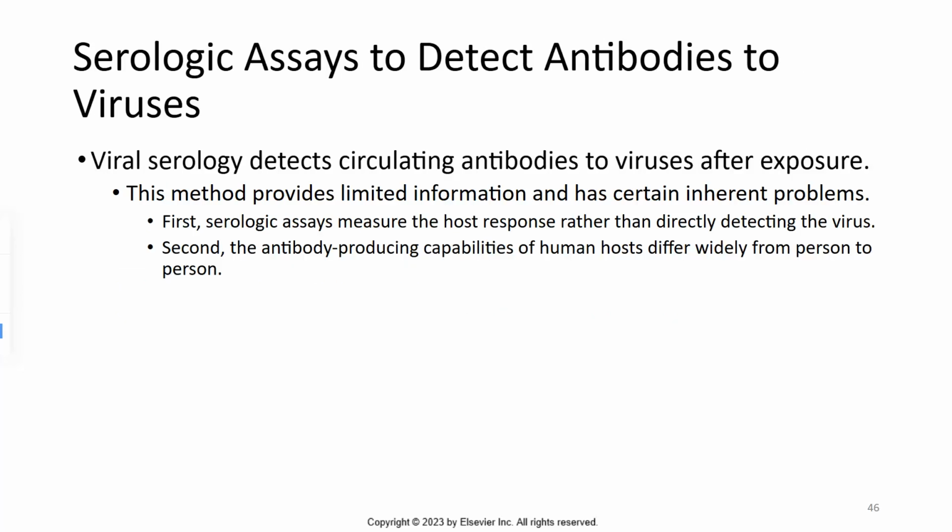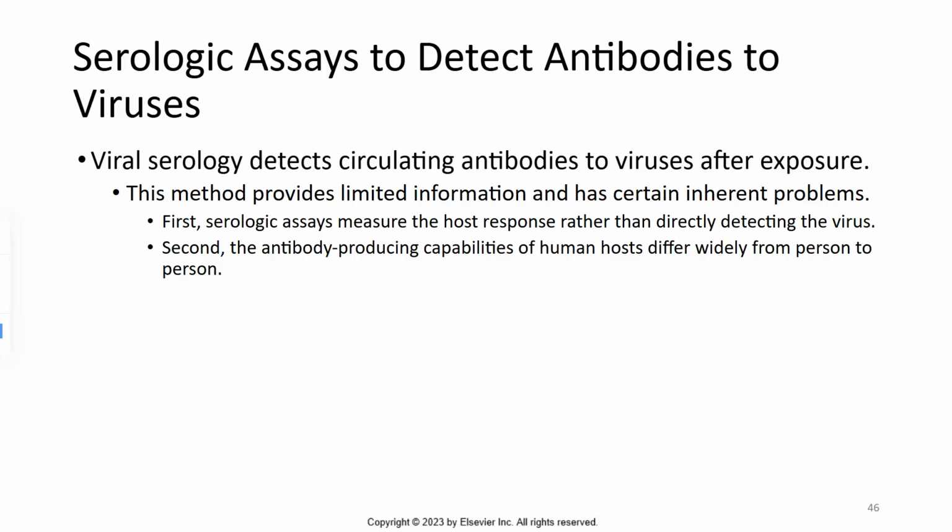Viral serology detects circulating antibodies to viruses after exposure. This is a problem because if a vaccine exists against that virus, and you detect the antibody, it could just mean that you're detecting the antibodies against the vaccine. Also, it doesn't indicate a current infection. It could indicate a previous infection.